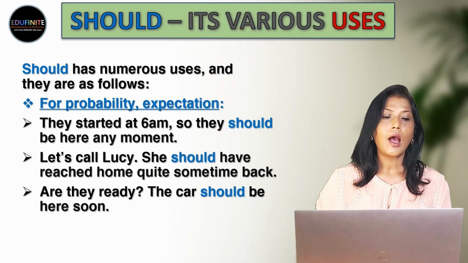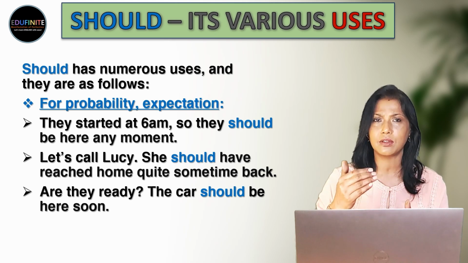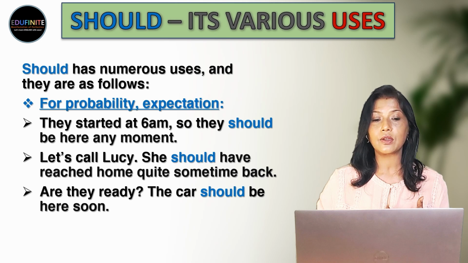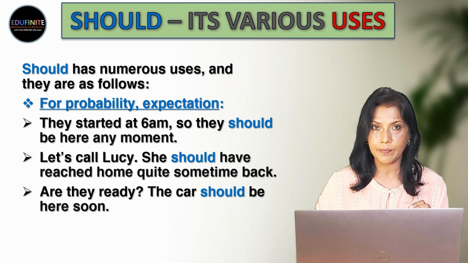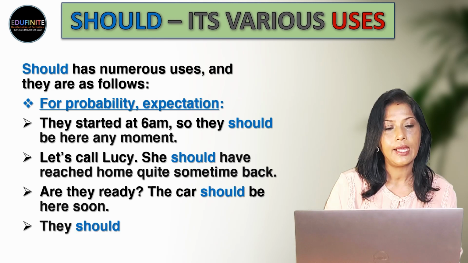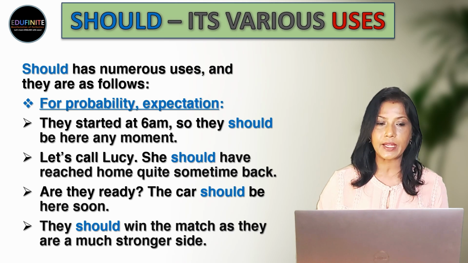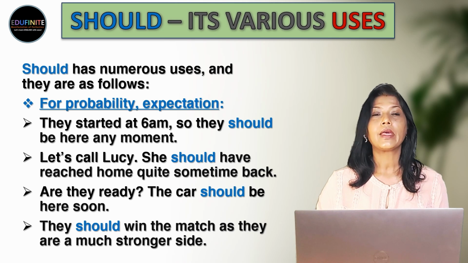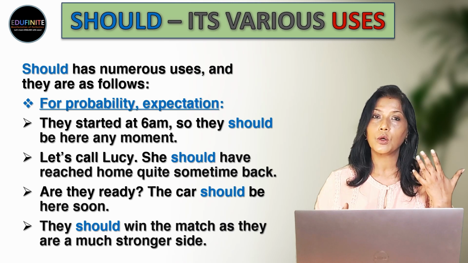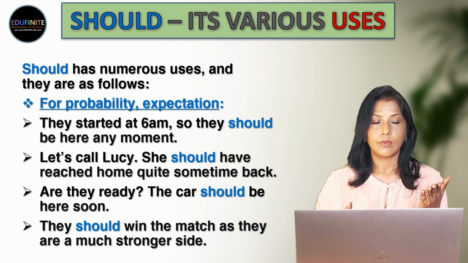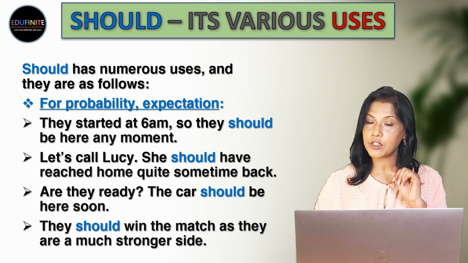Okay, next. Are they ready? The car should be here soon. So the car hasn't arrived. It's going to arrive in future. That means quite soon it's arriving. So in that case, you can again see we have the same formation, should, and the base form of the verb. So are they ready? The car should be here soon. Next we have they should win the match as they are a much stronger side. So this is an expectation since we are supporting the team and we know that the team that we are supporting is a stronger side than the other side with whom they are playing. So we are expecting that our team should win. So they should win the match as they are a much stronger side.